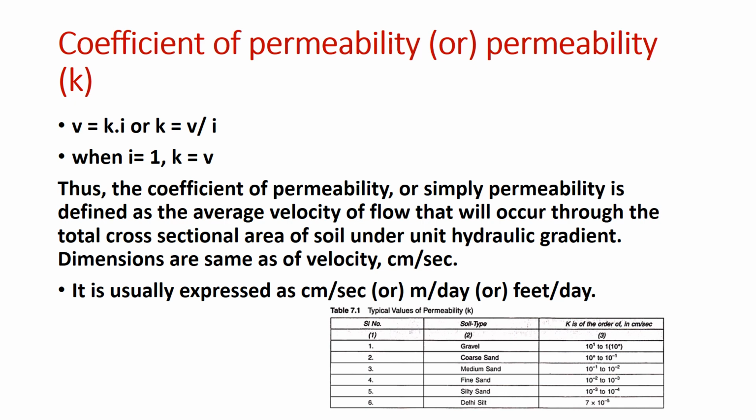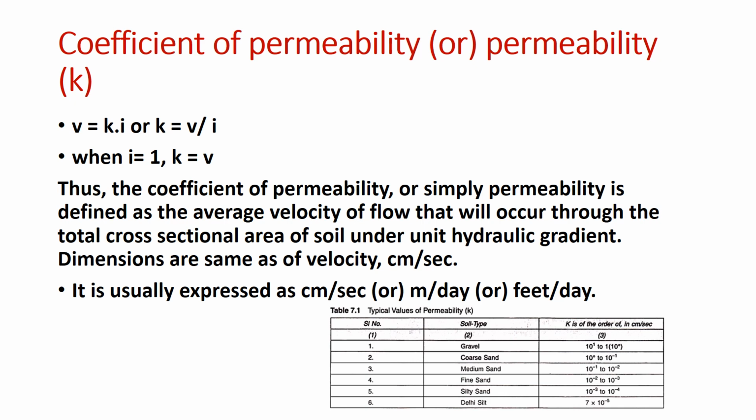Now v is equal to ki, then k will become equal to v upon i. Now k is the coefficient of permeability or simply permeability. So it will become equal to v if i is equal to 1, or hydraulic gradient is 1. So permeability can be defined as the average velocity of flow that will occur through the total cross-sectional area of soil under unit hydraulic gradient. We have kept i equal to 1, so this will become k is equal to v. Dimensions are the same as you can see here of the velocity.